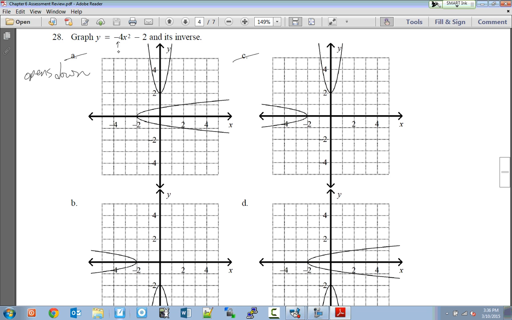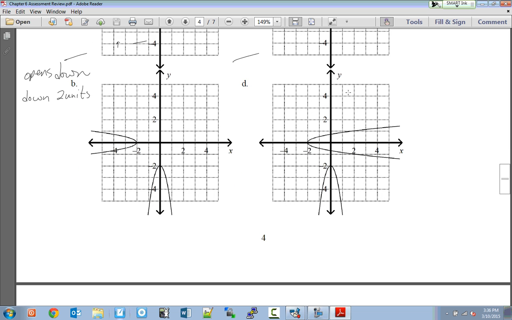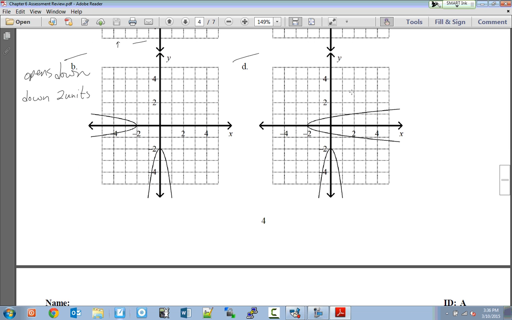The 4 stretches it. Well, if you look, they both look stretched. But this negative 2 makes the function go down 2 units. So let's scroll down a little bit here so we can see the graphs now, because we know it's one of these two. We know it's B or D, because we know it opens down.